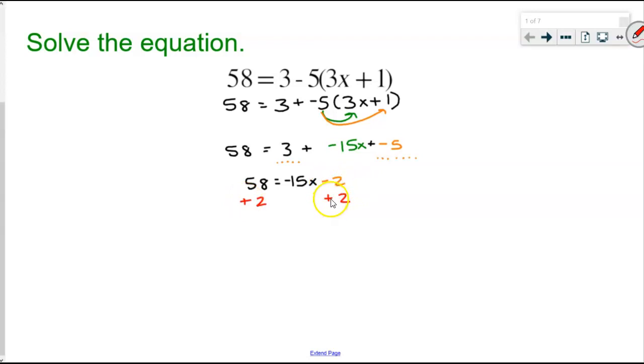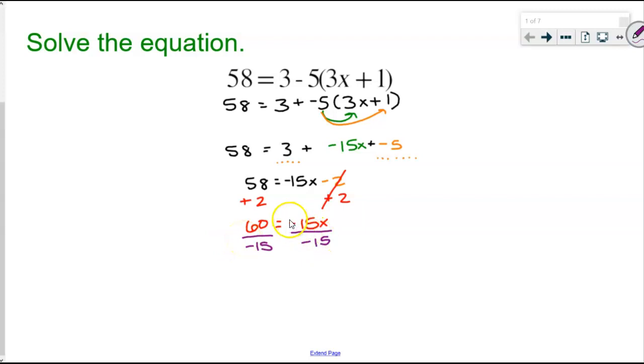Negative 2 and positive 2 zero out. That's the whole point of choosing to add 2, to make that be a 0. 58 plus 2 is 60, and 60 is equal to negative 15x. So my final step, we're going to divide each side by a negative 15.